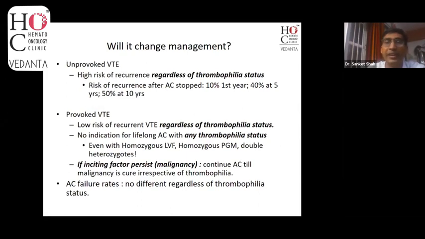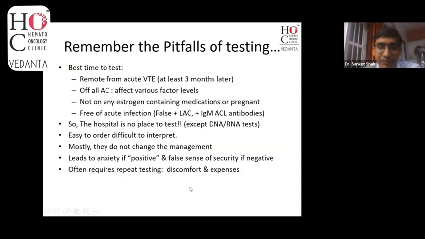In case of unprovoked VTE, there is always a high risk of recurrence regardless of thrombophilia status. The risk is as high as 50% over 10 years. And if it is provoked VTE, then whether the thrombophilia is there or not, the risk of recurrence is very low. If the inciting factor persists, like malignancy, you have to continue anticoagulant despite the presence or absence of thrombophilia. And the anticoagulant failure rate, that is, if the patient is on anticoagulant and still develops VTE, there is no difference regardless of thrombophilia status. So you have to remember the pitfalls of testing.